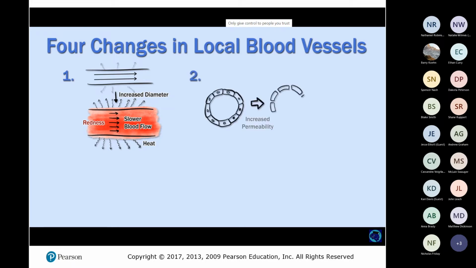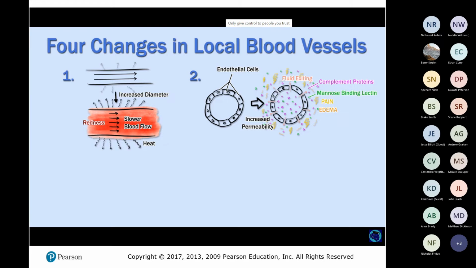2. There is also an increase in vascular permeability. The endothelial cells that line the blood vessel walls are usually packed tightly together, but during inflammation they have gaps between them. This results in fluid from the blood exiting and accumulating in the local tissues, and this results in edema and pain. The fluid contains plasma proteins such as complement proteins and mannose-binding lectin, which aid in defending against pathogens.